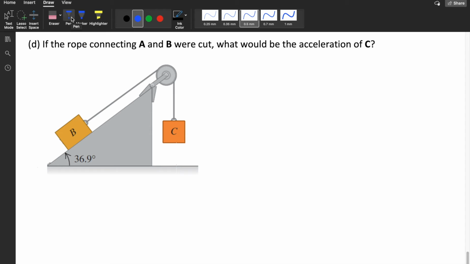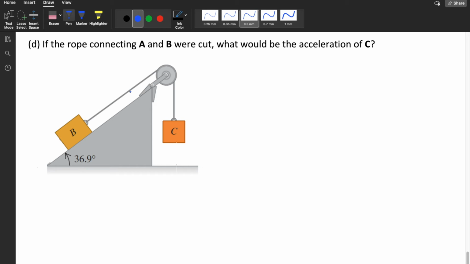Okay, lastly, for letter D, if the rope connecting A and B were cut, what would be the acceleration of C? So for this case, once C is released, your two objects will accelerate with the same magnitude. Why the same magnitude? It is assumed that the pulley and its mass are negligible, and even the weight or mass of the rope.